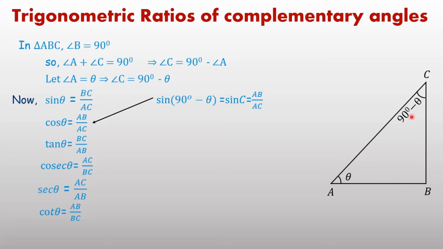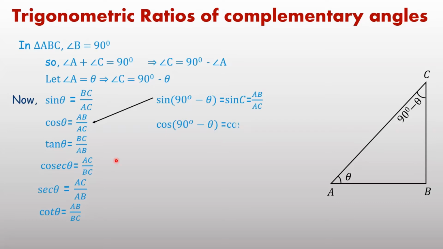So sin 90 minus theta is the same as sin C, because the value of C is 90 minus theta. Sin C equals perpendicular upon hypotenuse for angle C, and for angle C perpendicular is AB, therefore it is equal to AB upon AC. In the first column, AB upon AC is written as the value of cos theta. It implies sin 90 minus theta, you are getting AB upon AC, and in the first column cos theta equals AB upon AC, means sin 90 minus theta we can write as cos theta.